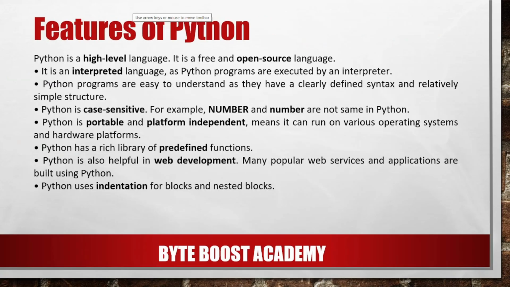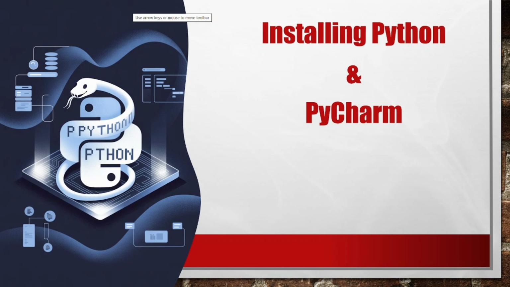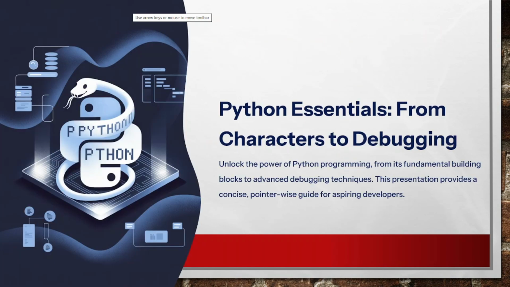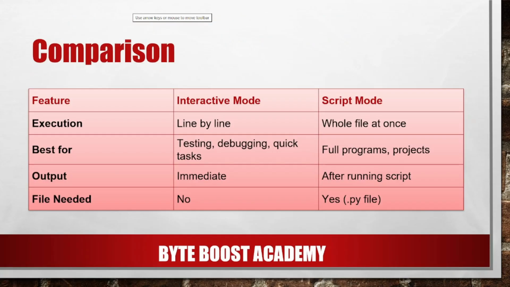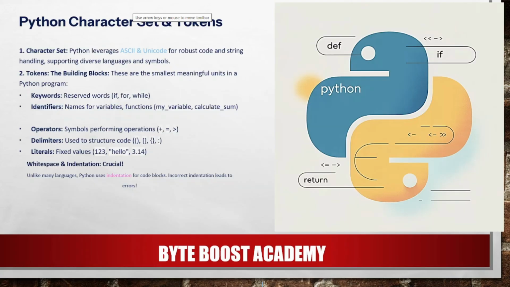Features of Python we have already discussed in the previous class. I'm not going through it. Installing Python and PyCharm, Python essentials. Execution modes we have already discussed. These are the comparison between interactive mode and script mode. So, Python character sets and tokens.